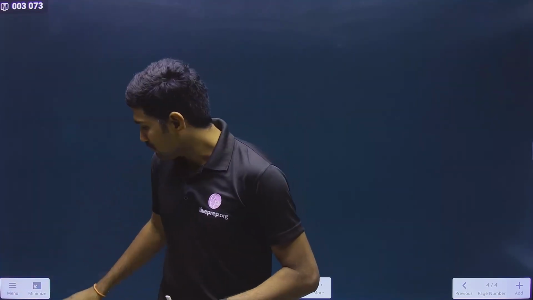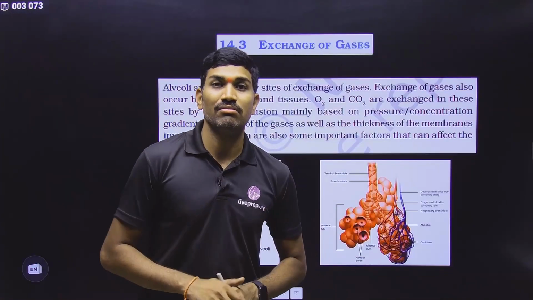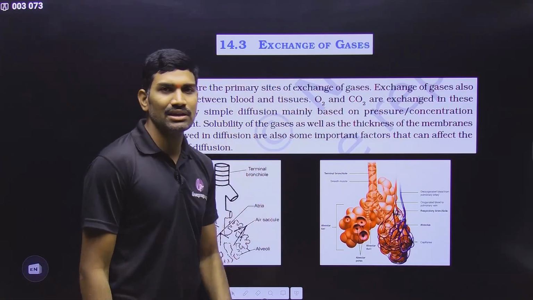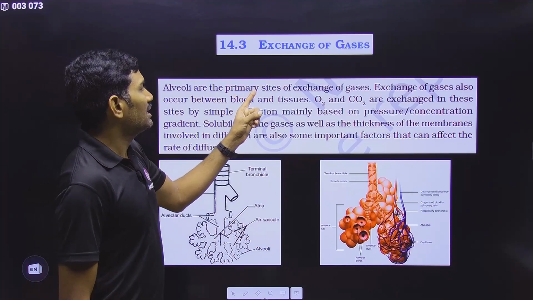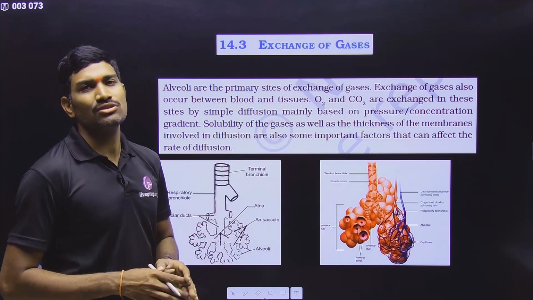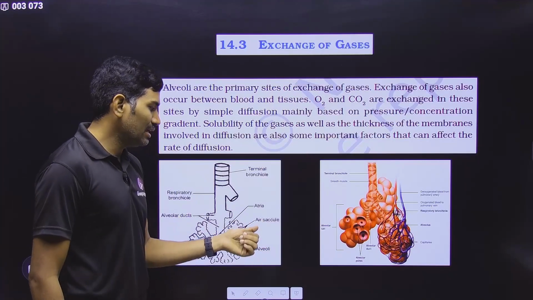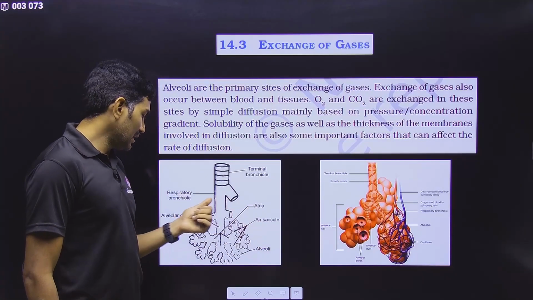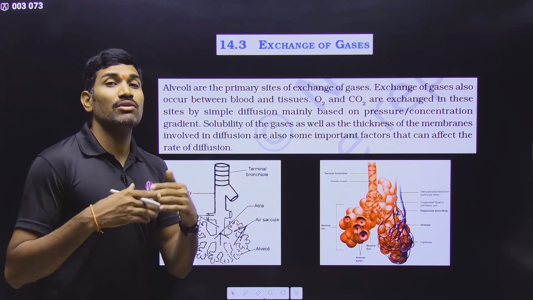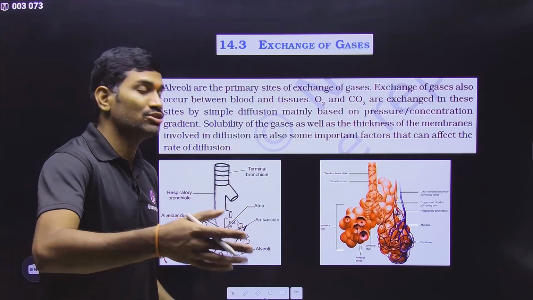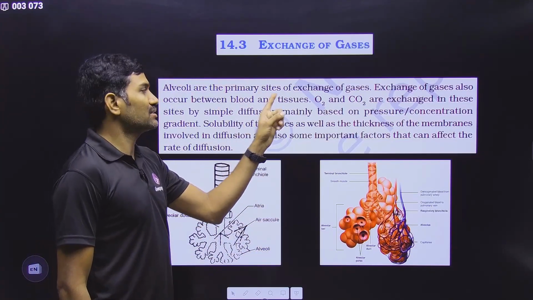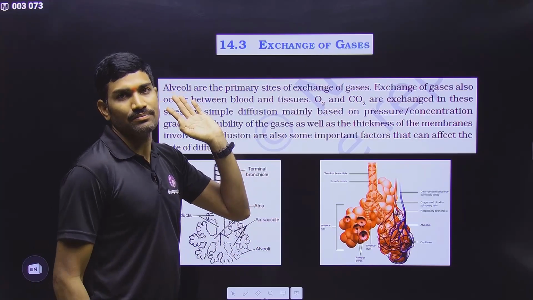Since in the NCERT they have given the values, better you please remember the values. Values are also very important. With this, this part is completed. Quickly we will read the NCERT part. Alveoli are the primary sites of exchange of gases. Mainly at the alveoli the exchange of gas is taking place, but not just the alveoli, even the air sacs, atria, alveolar ducts, respiratory bronchioles are also involved in exchange of gases, but the major exchange of gas is taking place at the alveoli. That's why the major sites for exchange of gases are alveoli. This is what the meaning is.